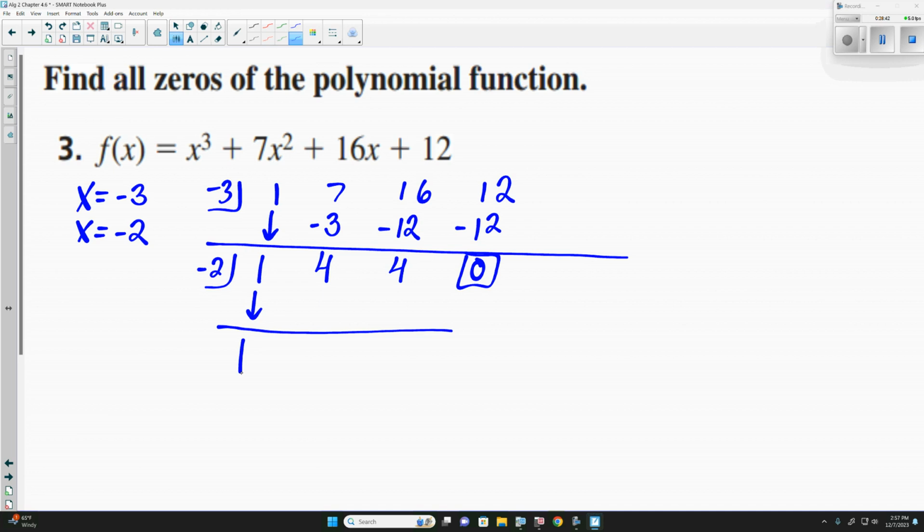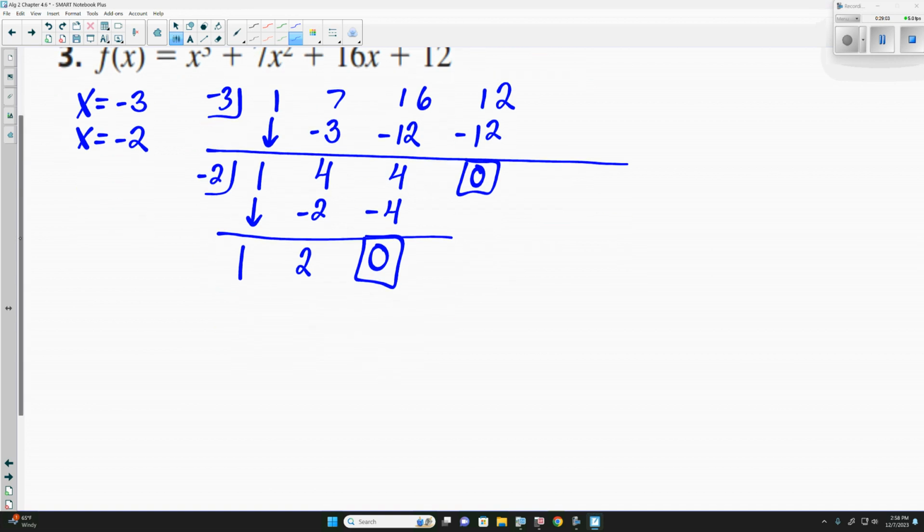We also have -2. We'll do it again. 1 times -2 is -2. 4 plus -2 is 2. -2 times 2 is -4, and 4 plus -4 is 0. There we go.